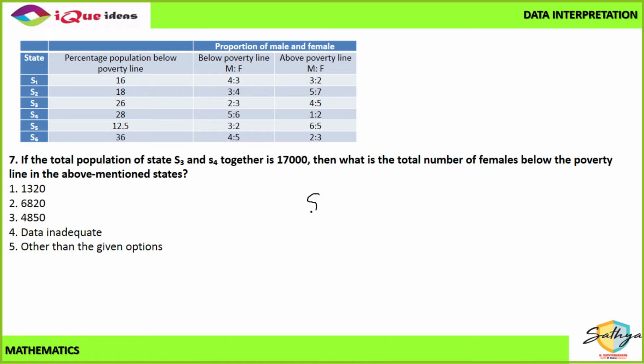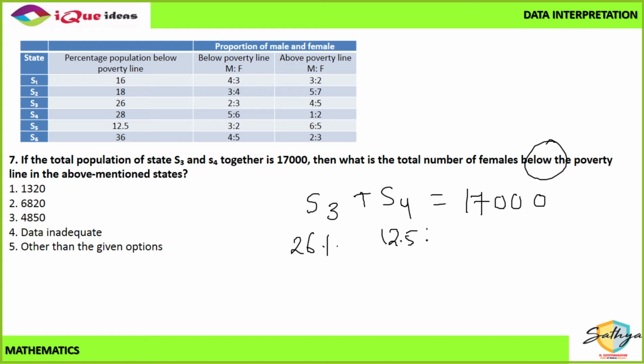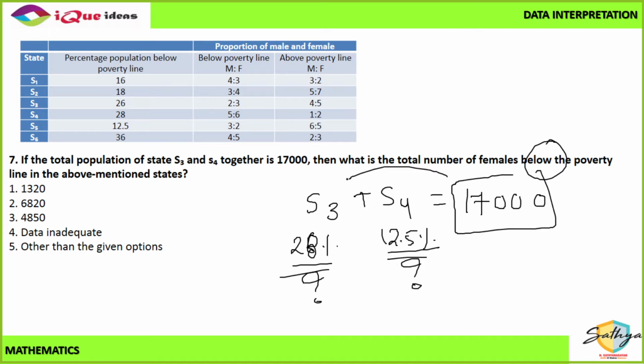S3 and S4 together, there are 17,000 people. Now I need below poverty line. In S3, 28% are below poverty line. In S4, 12.5% are below poverty line. Sorry, this is 28. But 28% of how much? 12.5% of how much? How is this 17,000 to be distributed? How much of 17,000 belongs to S3 and how much of 17,000 belongs to S4?